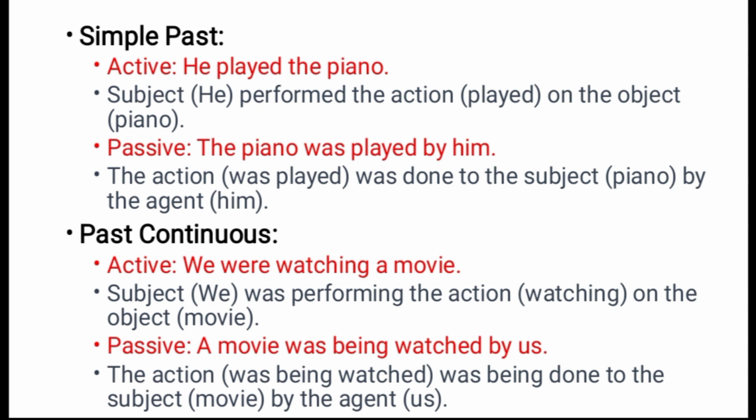Now look at the example of past continuous tense. We were watching a movie. When converted to the passive voice, a movie will become the subject, we will become the object, and the third form of watch will be used, which is watched. Look at the passive voice: a movie was being watched by us. A movie is singular, so was is used, and as it is continuous tense, being will also be used, and the third form of verb will be used, and we will be converted to us.